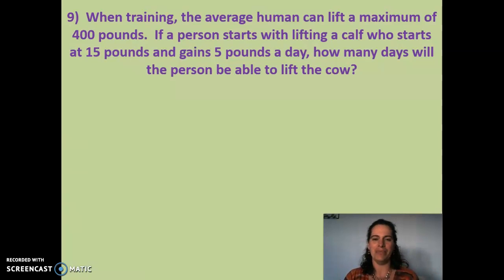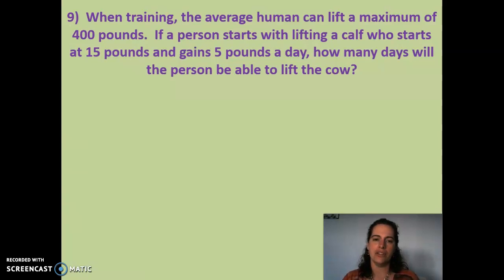But let's imagine that when a person is undergoing weight lift training, the average human can lift a maximum of 400 pounds, right? Eventually we aren't going to be able to lift a calf. That's going to be impossible. So let's max out at 400 pounds. Now, if a person starts lifting a calf, and let's say the calf starts out at 15 pounds, but it's going to gain 5 pounds a day. Again, I'm just making up some numbers here. How many days will the person be able to lift the cow?